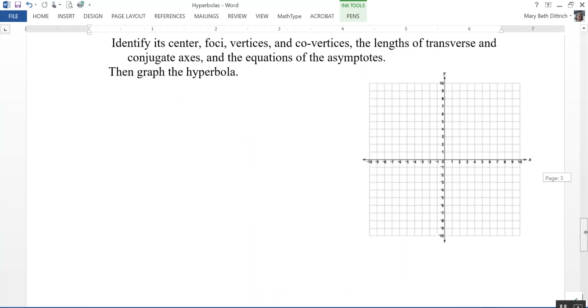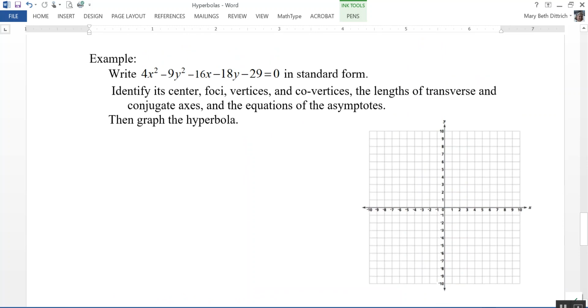And our last example here says, write the equation of the hyperbola 4x squared minus 9y squared minus 16x minus 18y minus 29 equals 0 in standard form. You'll notice that that's written in general form. We need to identify its center, foci, vertices, covertices, the lengths of the transverse and conjugate axes, and the equations of the asymptotes. Then graph the hyperbola. And actually, as I did with some of the other conics that we've done, I'm going to be graphing it as we go along. But let's start by turning this into standard form.